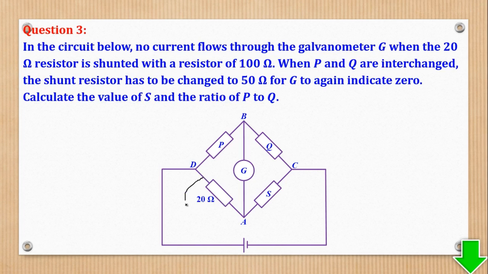So first of all, you have to get the effective resistance of these two resistors in parallel, 20 ohm and 10 ohm.